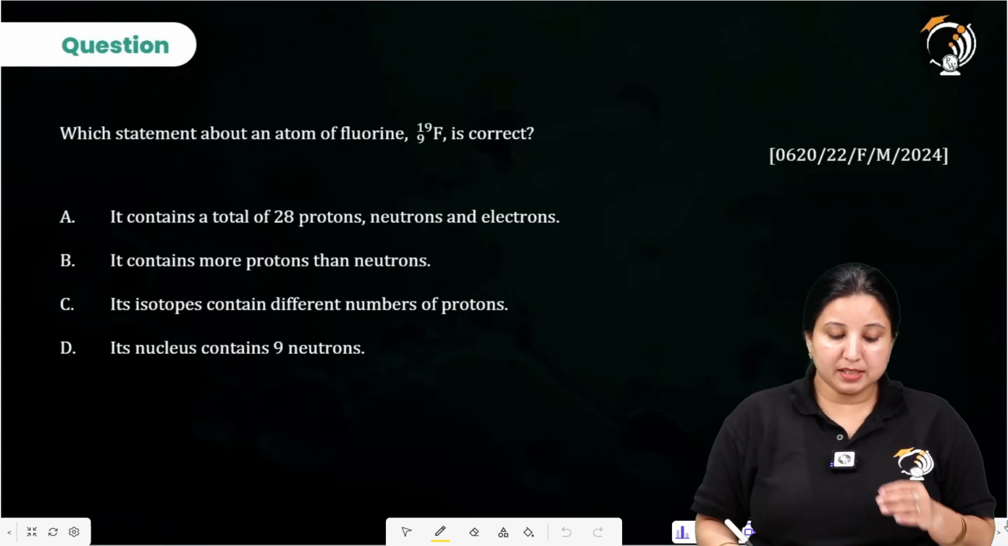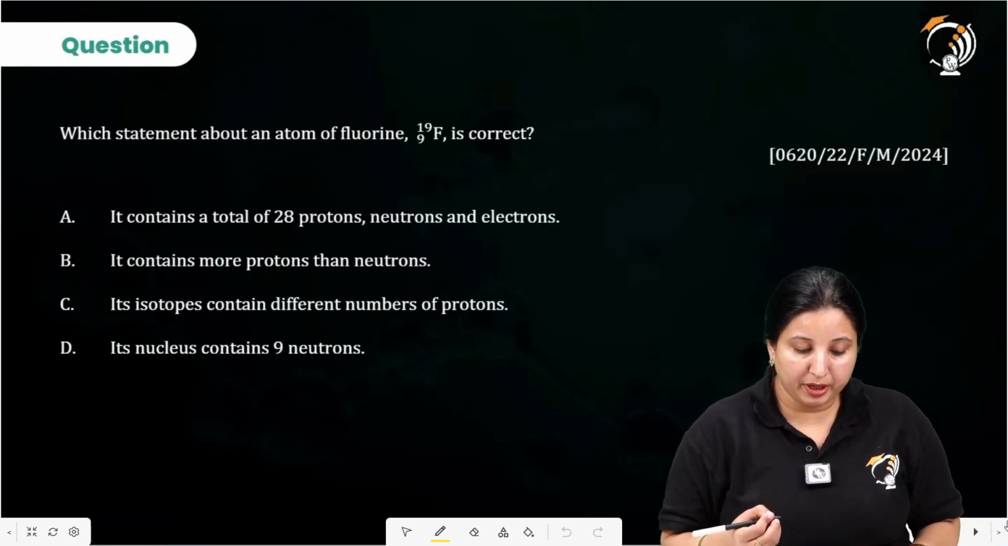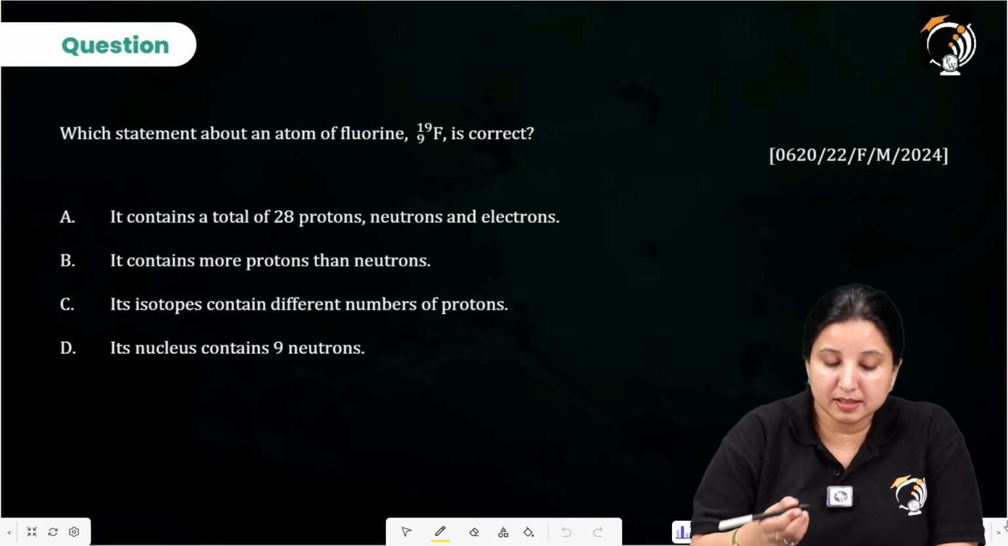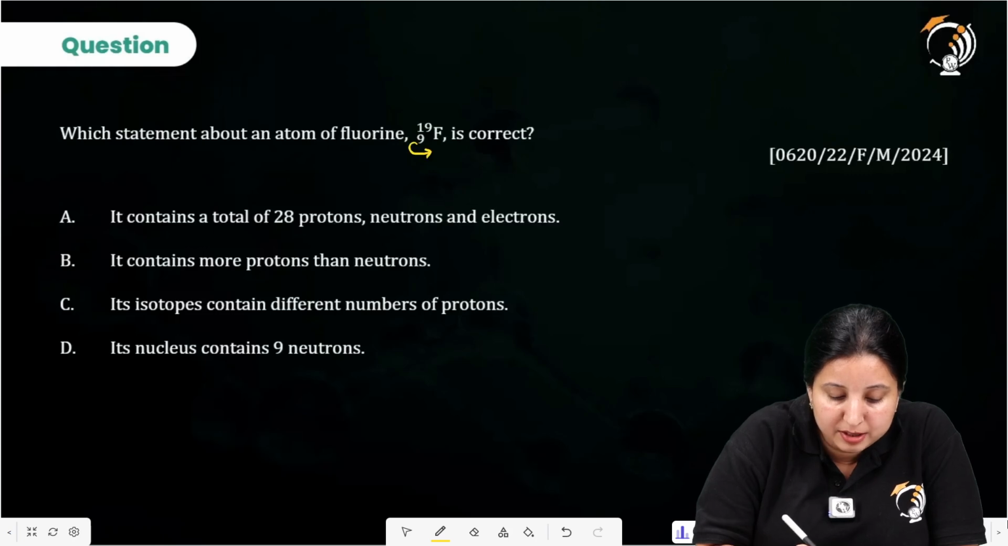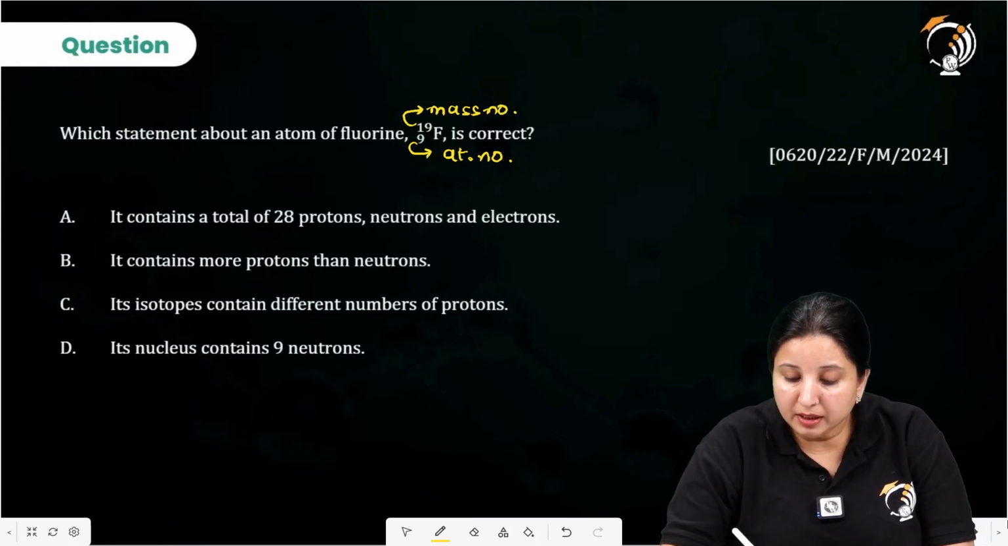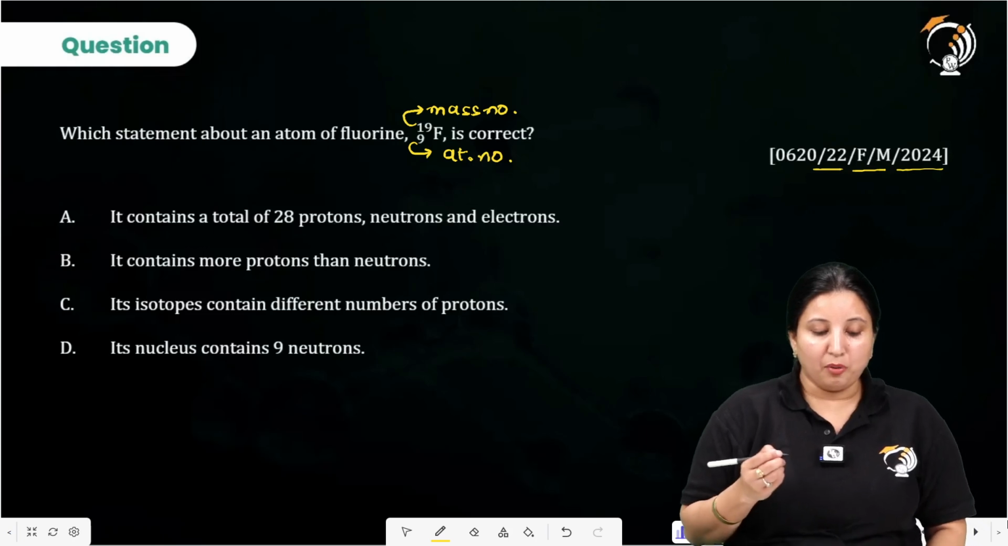Next, which statement about an atom of fluorine is correct? Now look, we have discussed over here that this 9 is the atomic number, and the superscript is the mass number. Now this particular question is from the variant 22 February March year 2024. Now let's see what it is saying.